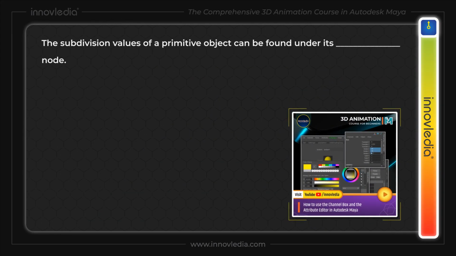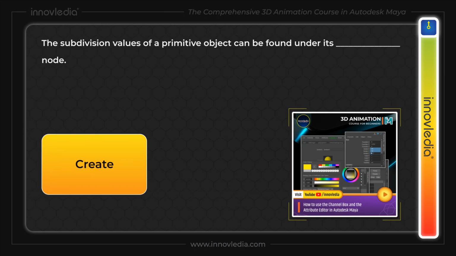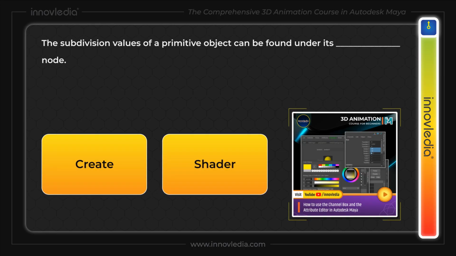The subdivision values of a primitive object can be found under its dash node. The options are create, shader. Your time starts now. And the correct answer is create.